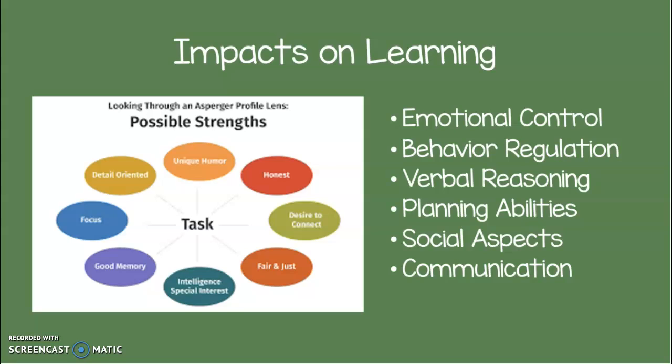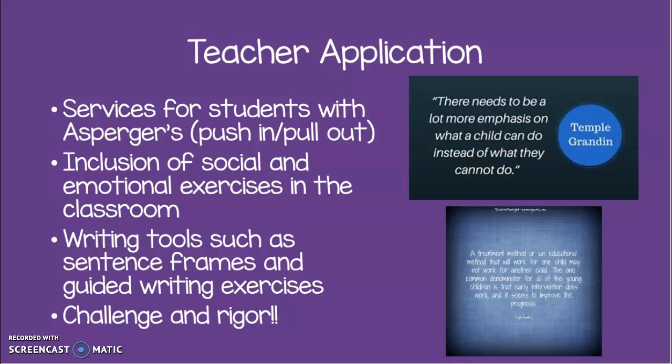Among the impacts on learning, emotional control is one of them because they get frustrated when they're not able to communicate their needs or communicate in a way that you can understand them. And hand in hand with that is the behavior regulation issues. Verbal reasoning is tough. Communication in general is tough. Social cues are difficult. At times, planning can be difficult, but I know for my husband, that's not one of the things he struggles with. Like I said, it can depend on the person.